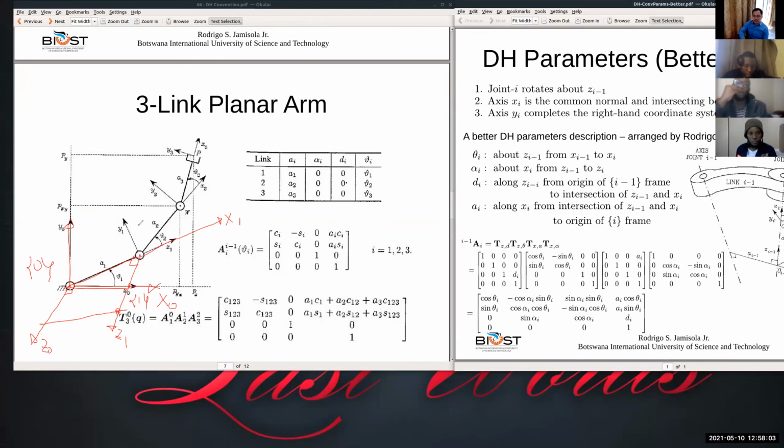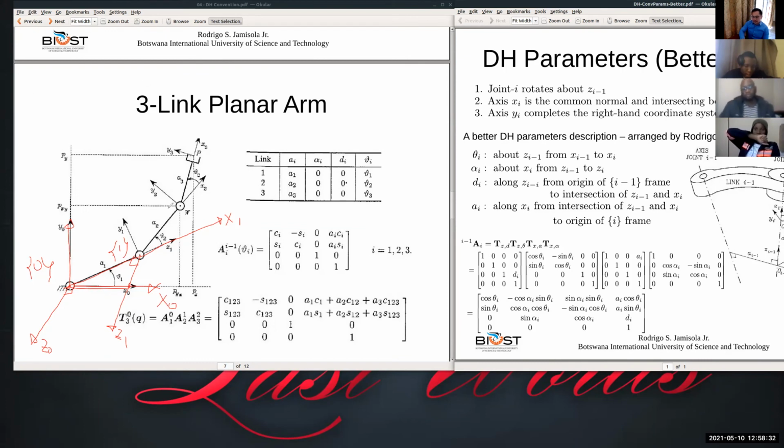But the most convenient one is, of course, your frame 0 will be here. I mean, your frame 1 will be here. Any questions? We still satisfy the DH convention. Okay, so next, we'll take the parameters in the next session.